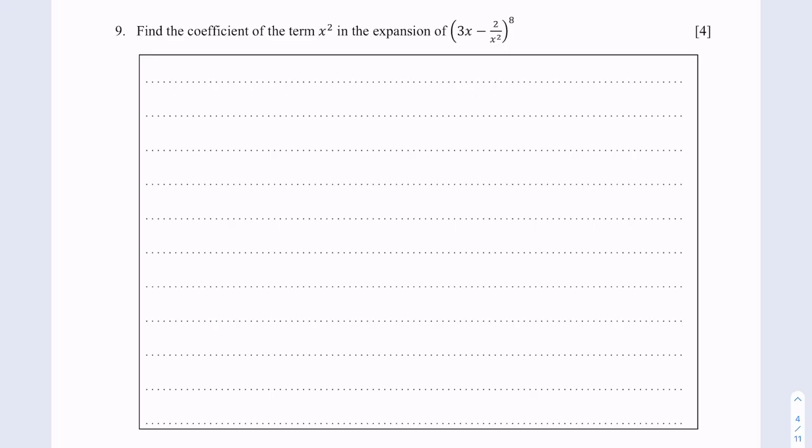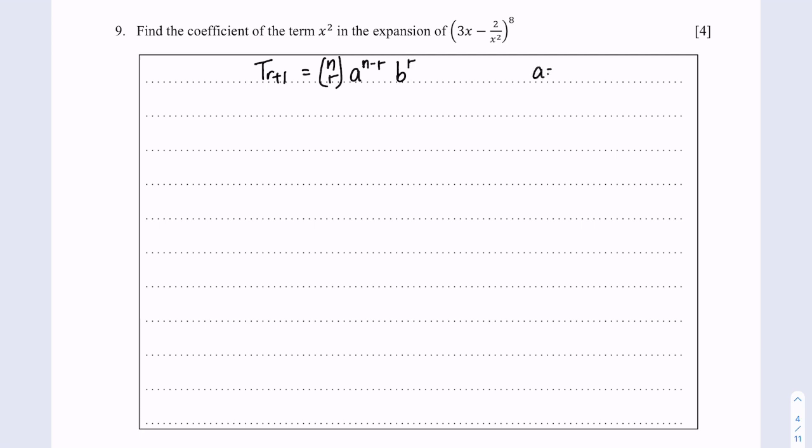So in order to find the coefficient of the term with x squared, I need to use my general term formula. This is not provided in your IB formula booklet and needs to be memorized. So to find the term, we take n choose r, multiply by a to the power of n minus r, and b to the power of r.